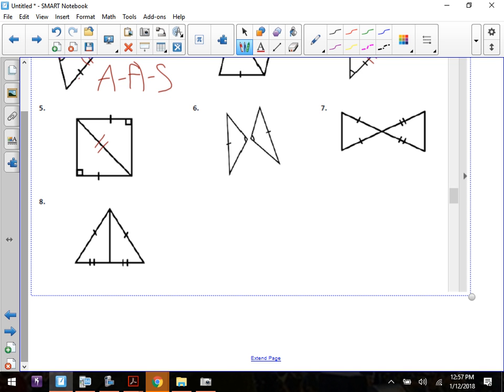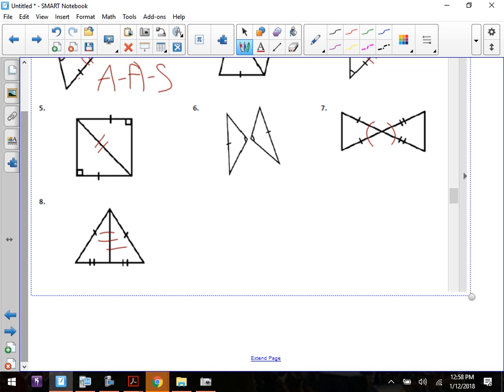Okay. In 6, is there anything you can do? Nope. Which means you go to number 7. In 7, what do you have to mark? Vertical angles, which gives you side, angle, side again. Very good. And then lastly, you've got the reflexive again. Side, side, side.